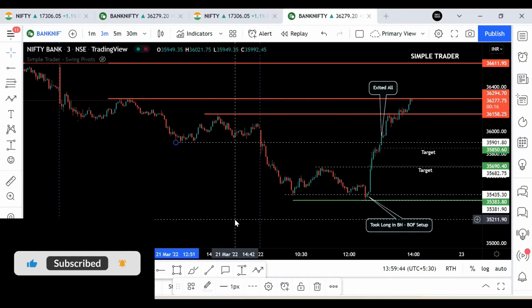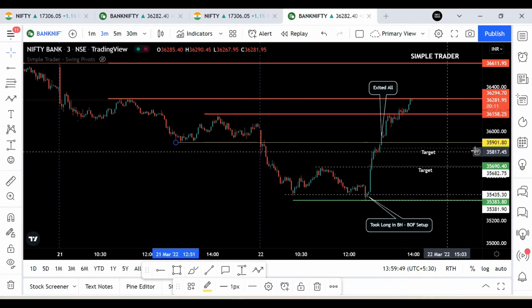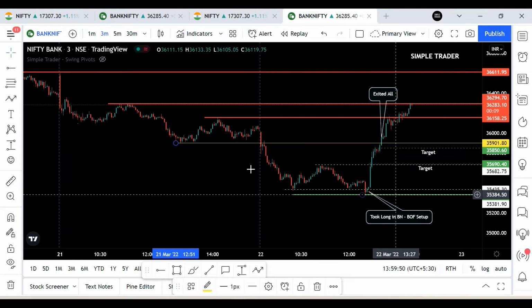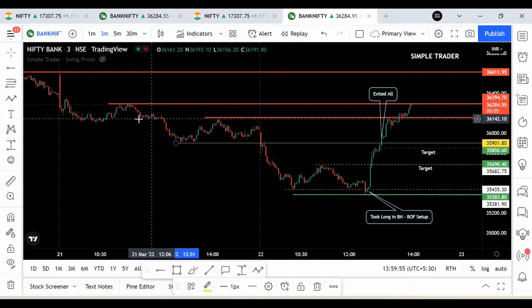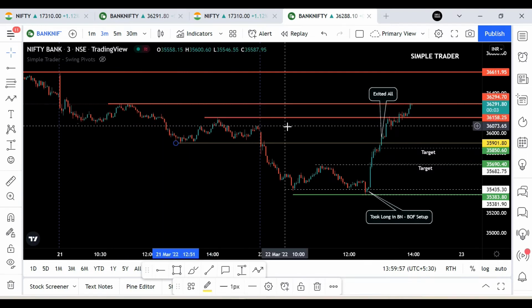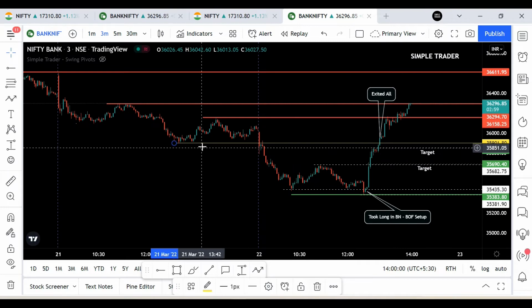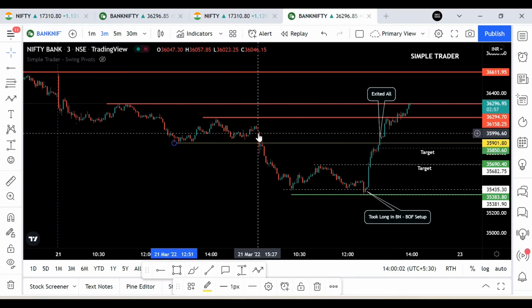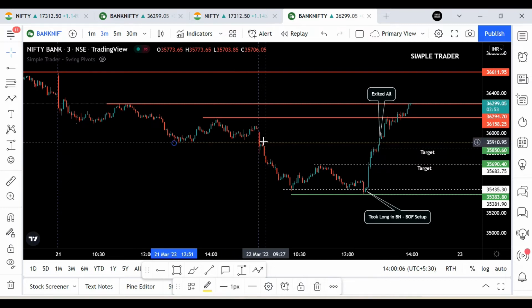So this is just your PDH and PDL, right? So the price opened. See, I expected the price to go at least till this level, not from the morning, from yesterday itself. So we traded some short trades yesterday, and I expected the price to go down from yesterday, but that did not happen. So today it was a continuation. Price opened here, took out PDL and traded below.